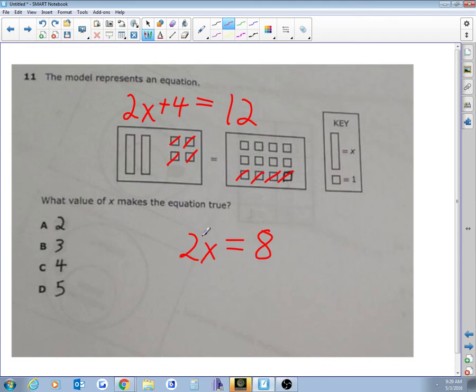So if 2x equals 8, divide by 2, divide by 2. For each x, you've got 4. You split them into two groups, right there and right there. So x equals 4.